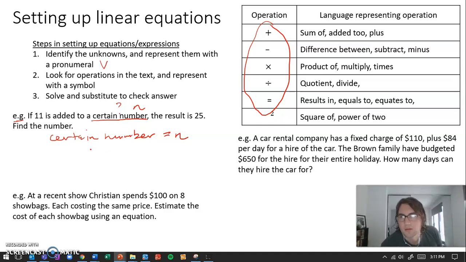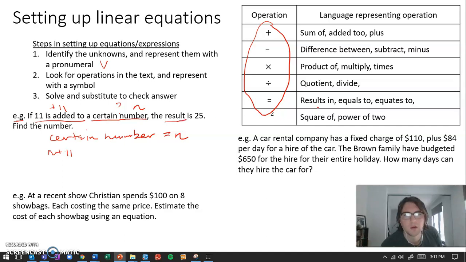Second step, I'm going to look for operations. So I can see here 11 is added to. So that is basically plus 11. That's one operation. So 11 is added to a certain number. So I'm going to go n plus 11. Okay, the result is 25.